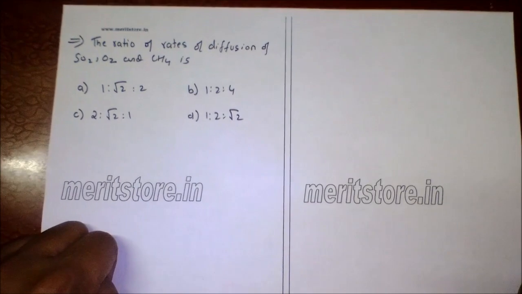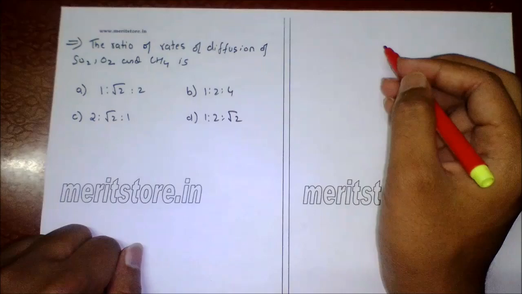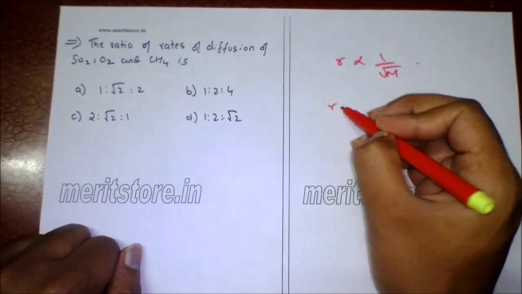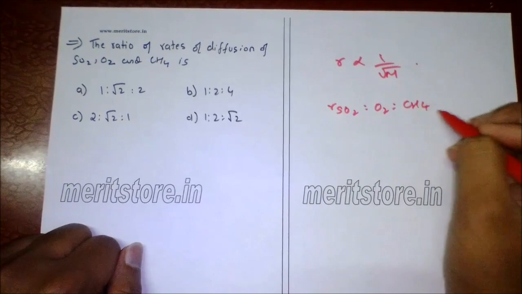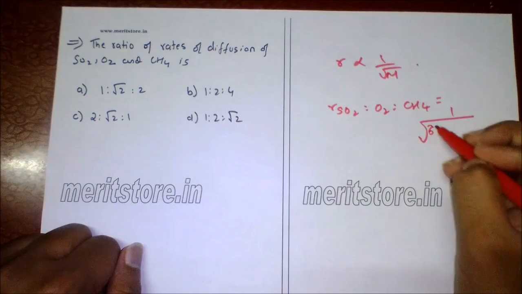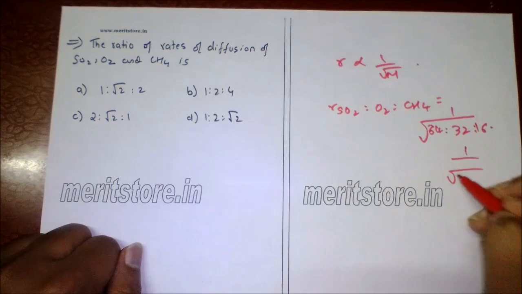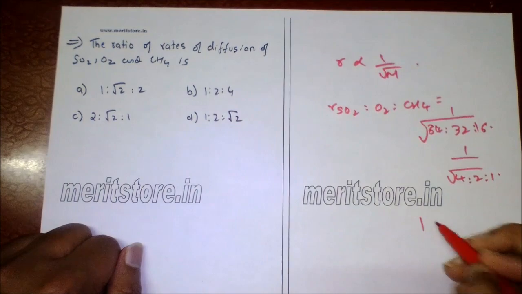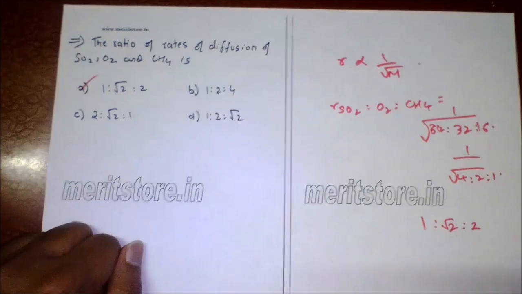The ratio of rate of diffusion of SO2, oxygen and methane is? So the rate of diffusion is inversely proportional to the root of molecular mass. So R of SO2, oxygen and methane is equal to 1 upon root of 64 is to 32 is to 16, which can be simplified as root of 4 is to 2 is to 1, or we can write this as 1 is to root 2 is to 2. So option A is the correct answer.